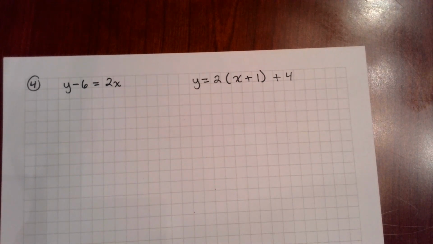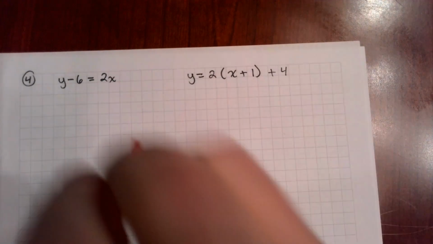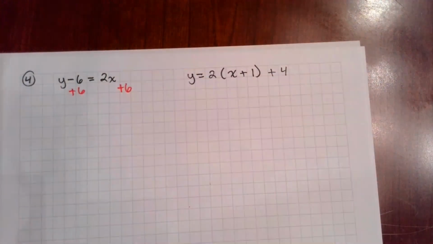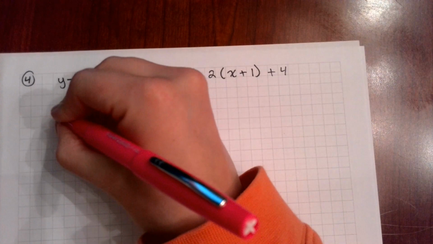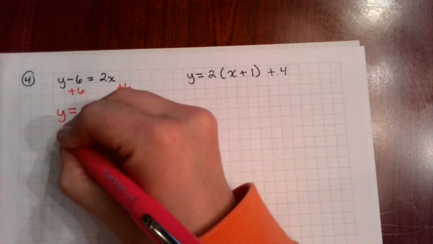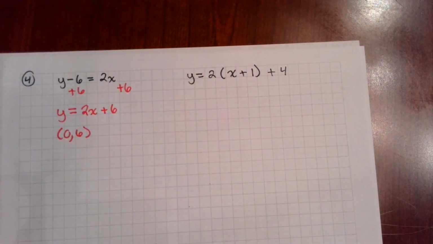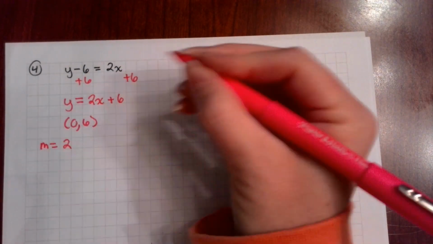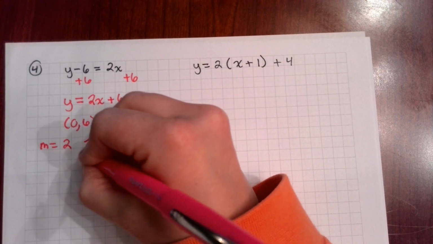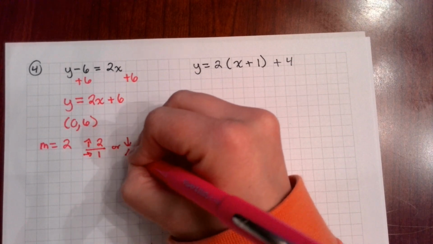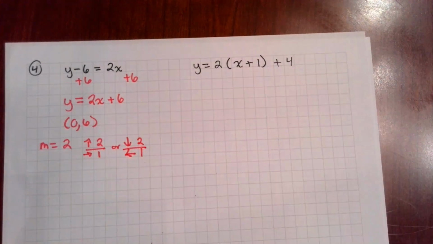All right, so neither one of these is in slope-intercept form. Let's focus on the first one. Getting this one in slope-intercept form is not too hard. All we have to do is get y isolated by adding the 6 to both sides. Can't add the 6 to the 2x because they're not like terms, so we just have y is equal to 2x plus 6. That gives me 0, 6 for my y-intercept, and my slope is 2, which means I'm going to go up and to the right, up 2 to the right 1, or down and left, down 2 to the left 1.